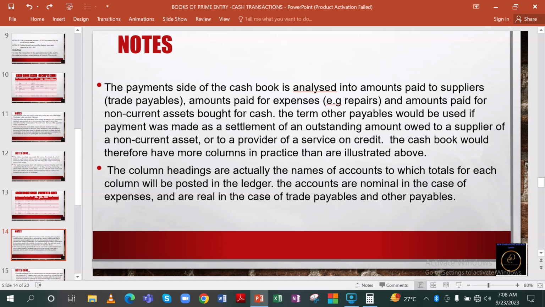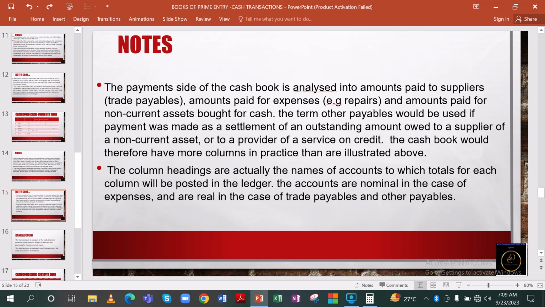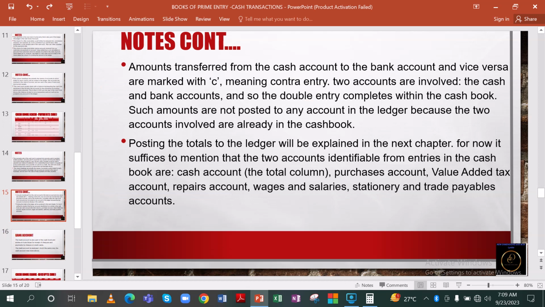Accounts are nominal in the case of expenses. I've said expenses and income are nominal, they are in name only, and they are real in case of trade payables and other payables. Okay, so that's what I wanted to talk about. Then I also note that amounts transferred from cash account to bank account and vice versa are marked with a C. I've mentioned that this is a contra entry, meaning that two accounts are involved, the cash and bank account. And so the double entry completes within the cash book, as I've explained already.